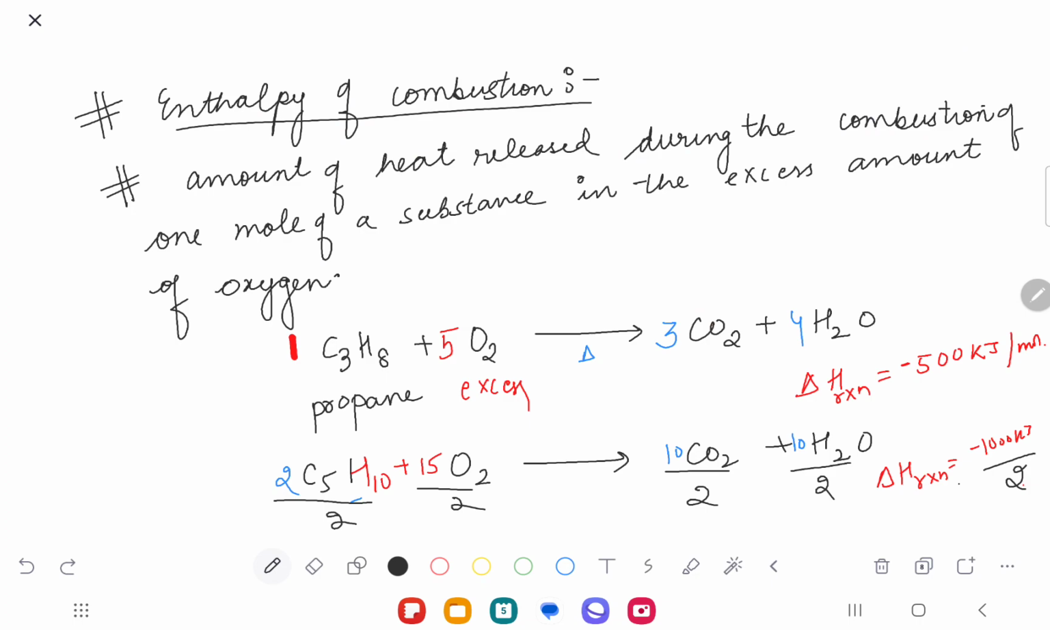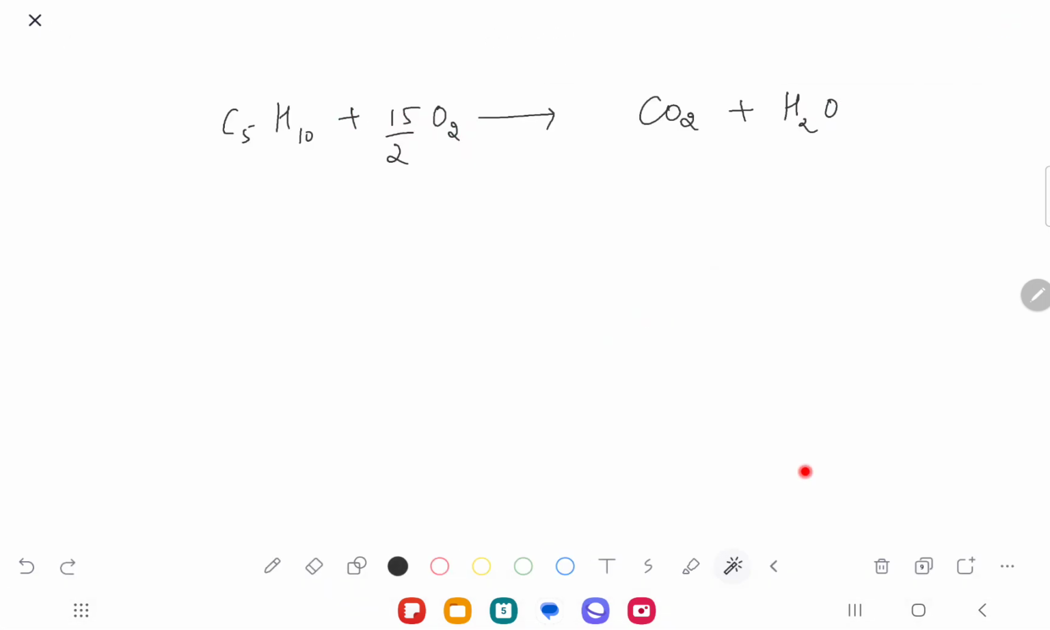Yes or no? So I will have what? This is going to become 5, this is going to become 5, this is going to become 15 over 2. And the heat also I will have to then divide, and it is going to become minus 500. You understand? So that is how this question is going to be.